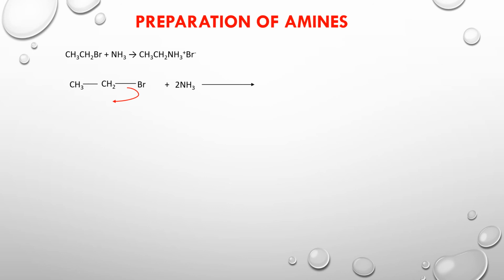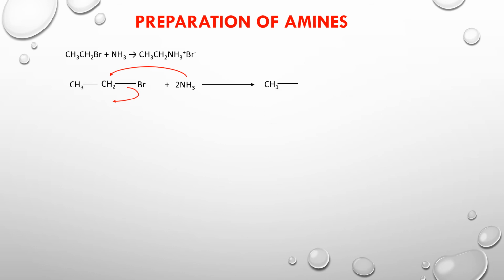So this is how the mechanism takes place. The bromide ion is going to be removed. Once the negative ion is removed, another lone pair of electron molecule or a nucleophile is going to come and replace the negative charge. So that's how the replacement is going to happen.